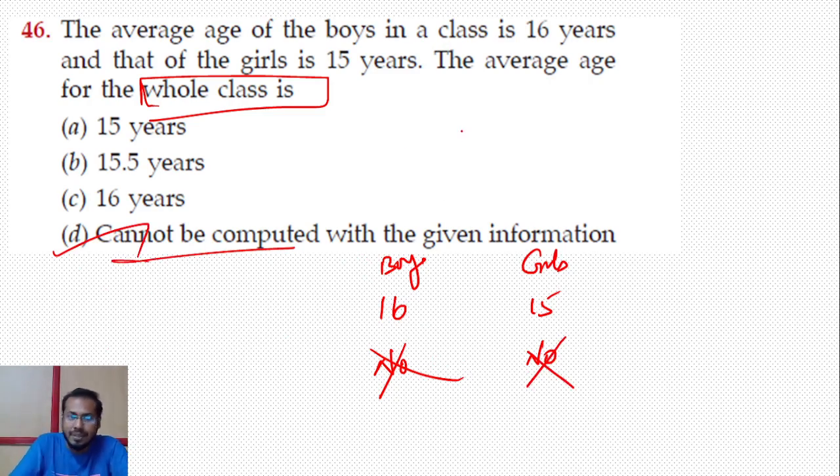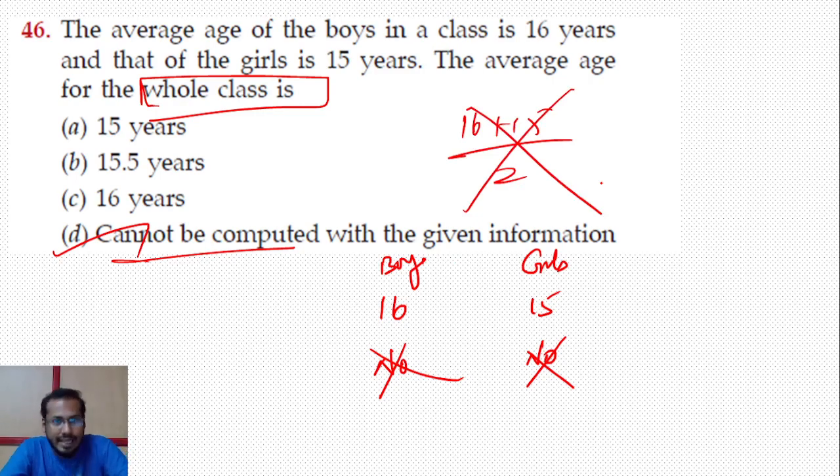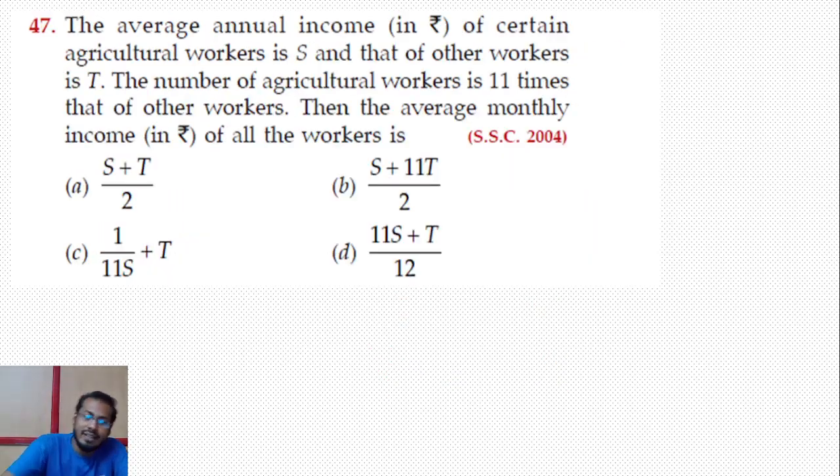If it is a single person means I can take like this. But this is not single person. ஒரு கிளாஸவே சொல்கிறாங்க. So I want the number of students in the class. Right. 47th question. The average annual income in rupees of certain agriculture work workers is 8. So agriculture workers எவ்வளோன்னு தெரியாது.